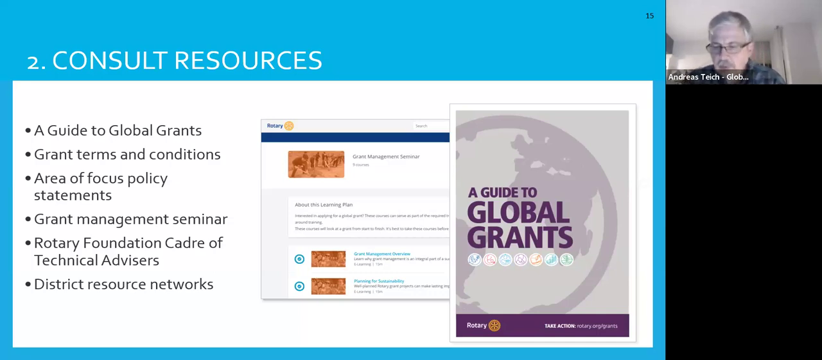District resource networks consist of local experts and mentors who work with clubs to develop stronger projects. In our district, that would include people who have done global grants in the past, particularly Randy, who's been involved with one that's in an ongoing process. Gail is working on one. So there are people who have done global grants themselves who are excellent resources as well. And you don't have to call Evanston or our cadres, but the cadres can be very helpful as well. Next.